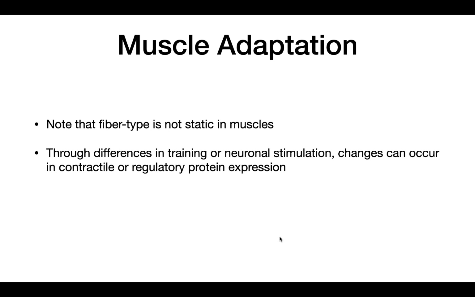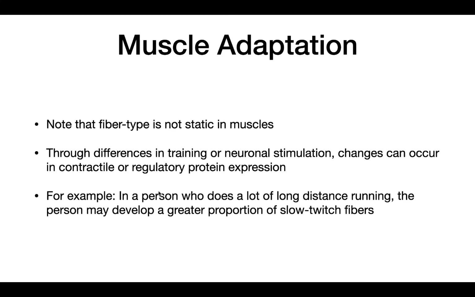It's important to realize that the type of fiber that a muscle expresses is not static. Through differences in training or neuronal stimulation, changes can actually occur in the predominant type of fiber that a muscle expresses. And this has to do with differences in expression in the contractile or regulatory proteins. For example, if a person were to take up long distance running, if they trained enough, this would basically cause the development of slow twitch fibers, which would eventually be the greatest proportion of fibers in their body.